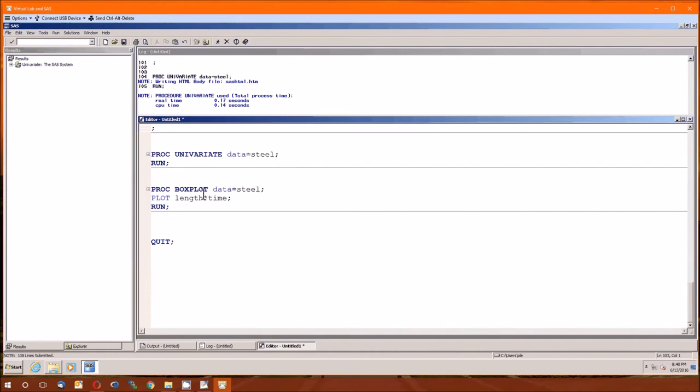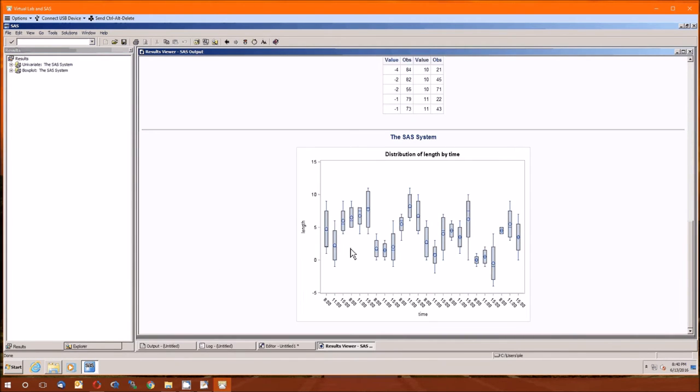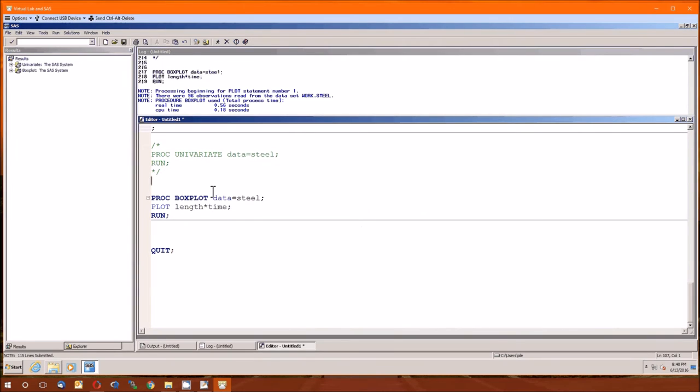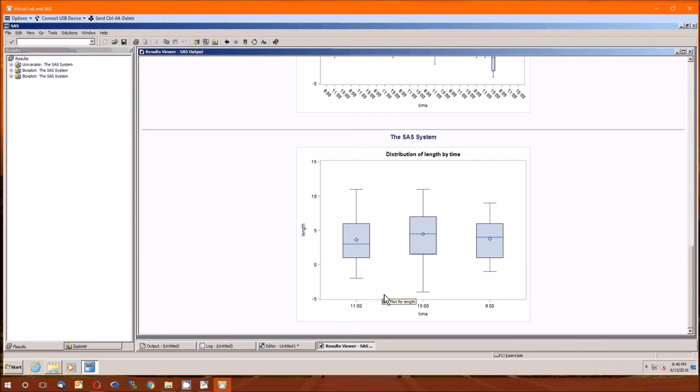I don't really care about those, so I'll go ahead and comment those out. And we'll see a mistake that I made. Whoa, there's three times, so there should be three boxes here. Why do I have so many? Well, because SAS requires that you sort the data first. So you precede this with a proc sort, and you're going to sort it by time. And now we run this, and we get our three boxes as we would expect.